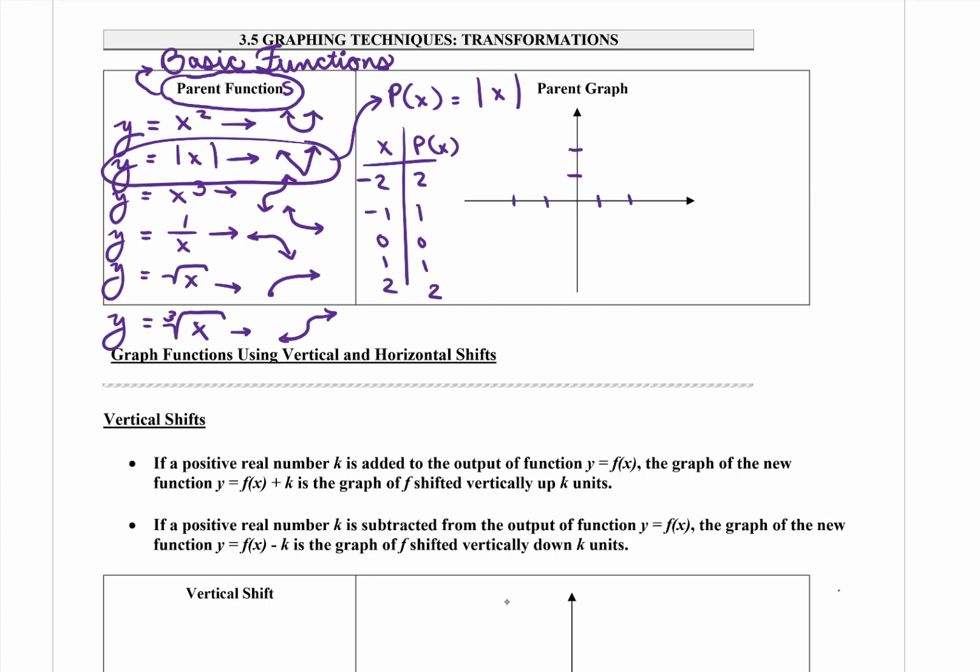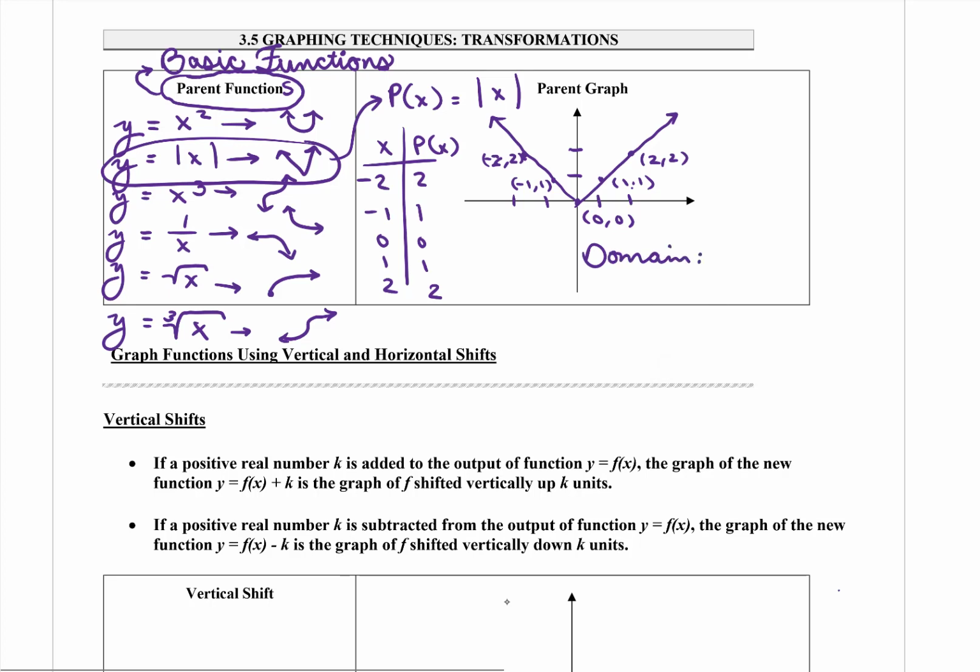Everything you see here in this top portion, I already started writing out ahead of time, because you guys should know this already, all the basic functions that you should have memorized. What I'm doing here is graphing one of those basic functions. I just picked one at random so we could use it for the next example on vertical shifts. I decided to use p of x is equal to the absolute value of x.